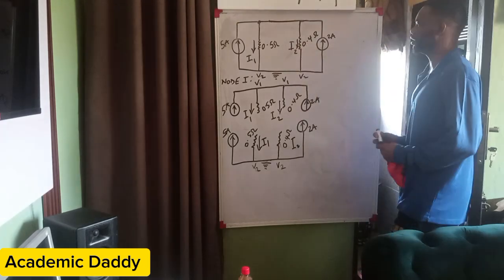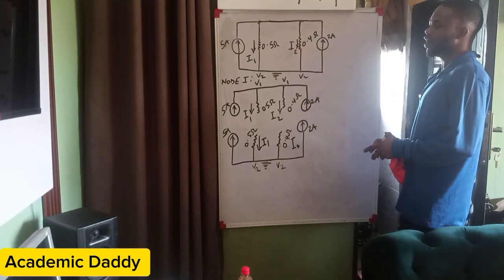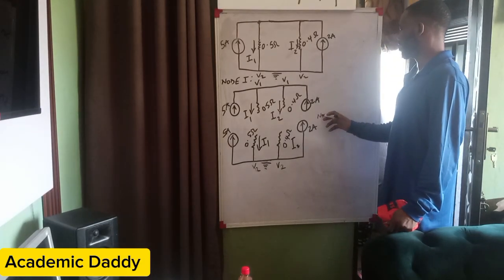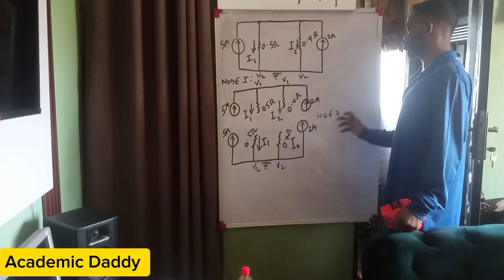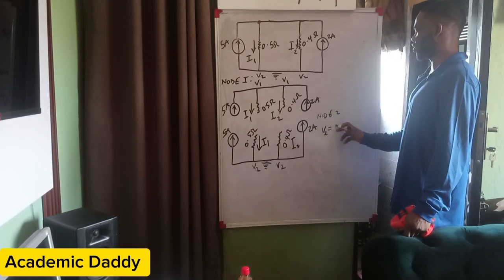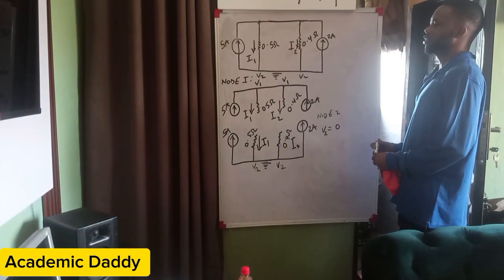So now that I've noted this, it's now time to solve. We'll have only one equation for this, reason being that this is node 2, and this node 2, the voltage is on the ground, our reference. So our V2 is equal to 0. So let's solve.